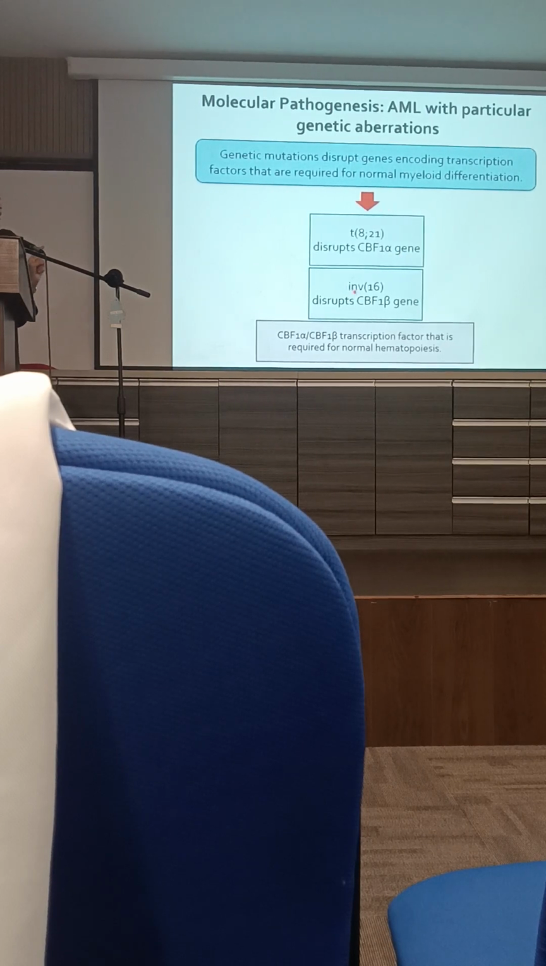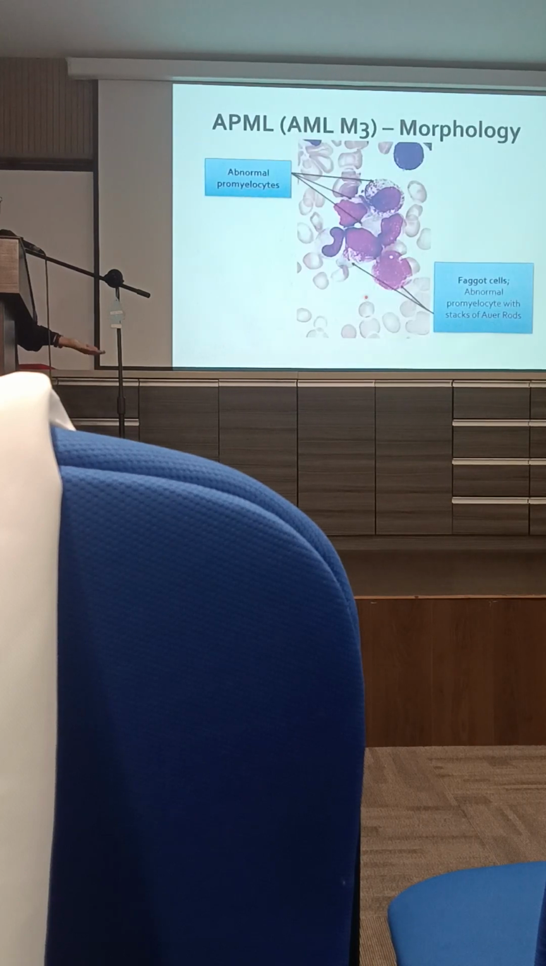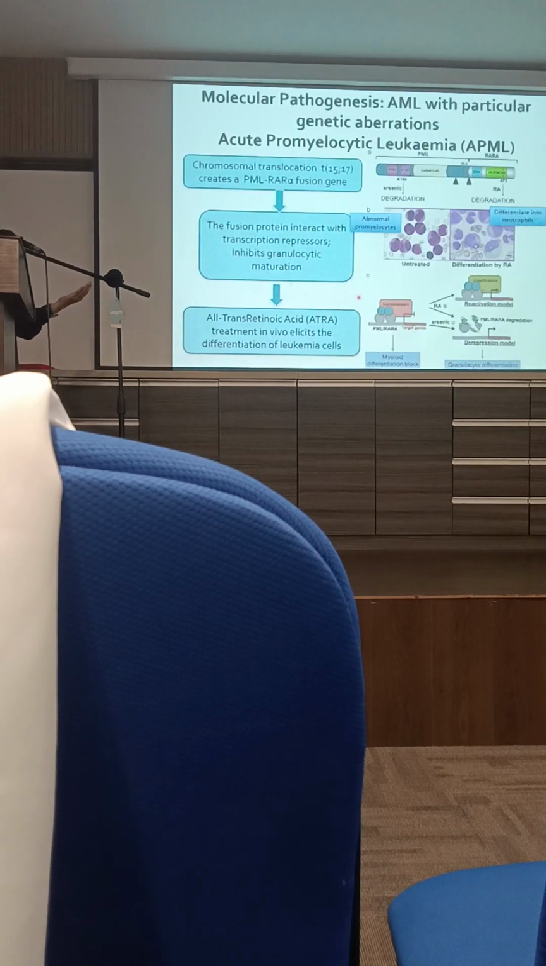Okay, and then you have another one, inversion 16. Okay, inversion 16. Your 16 you terbalik, chromosome 16 you terbalik. Okay, so this disrupts CBF1 beta gene. Okay, so a patient may have this or may have this, okay, chromosomal abnormality.